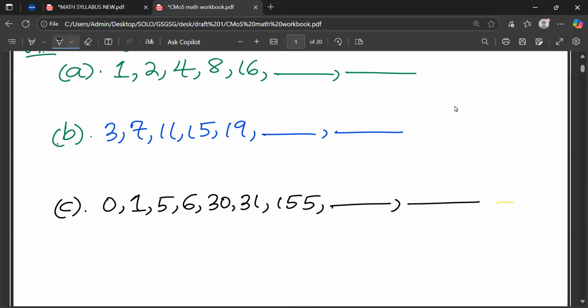Let me see what people are writing in the chat. People, I'm waiting for those answers. You write part A, you write those two. Part B, you write those two. Even part C, you write those two. This is very important before I introduce the topic. So take it seriously.